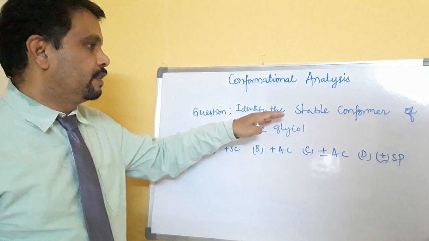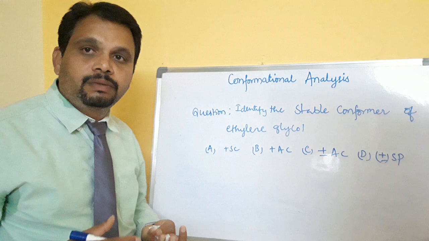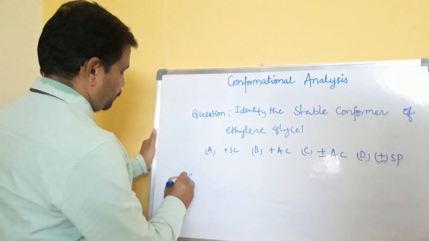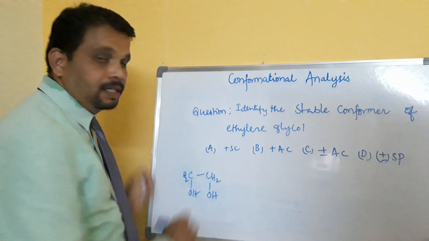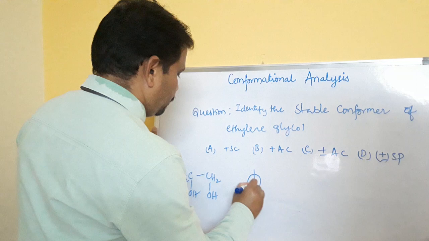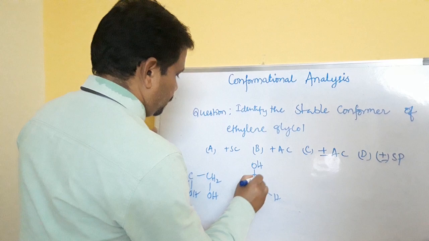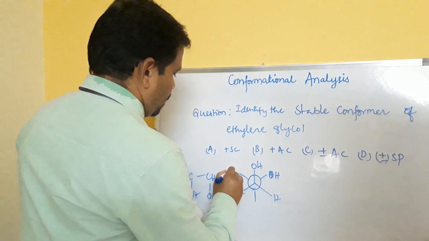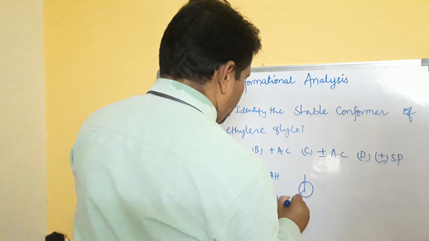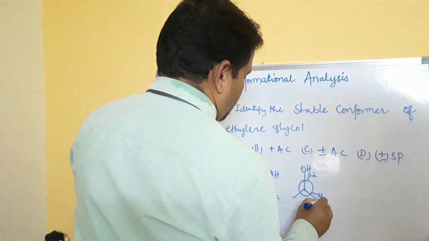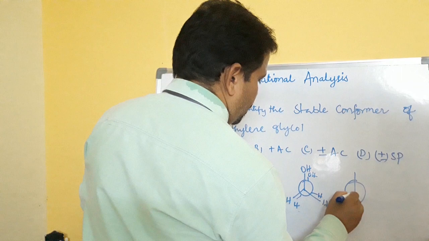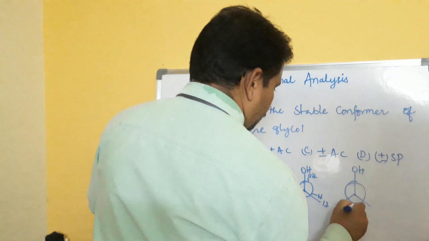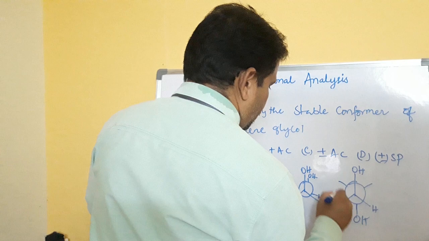Okay, so you need to know the structure of ethylene glycol, right? CH2OH and CH2OH. So this is the structure of ethylene glycol. Okay, so if you write the conformers of ethylene glycol: hydroxyl group, hydrogen, hydrogen, OH, hydrogen, and hydrogen. And there are OH, hydrogen, and hydrogen. Okay. OH, OH, hydrogen. So in this case, which is the stable one?